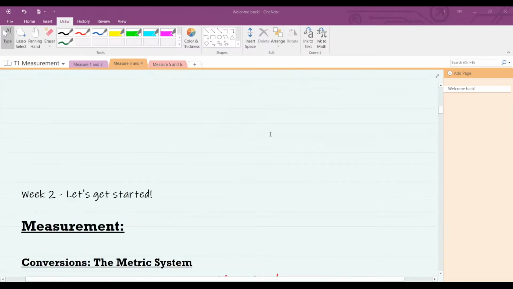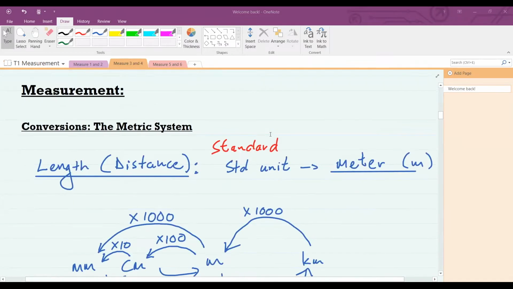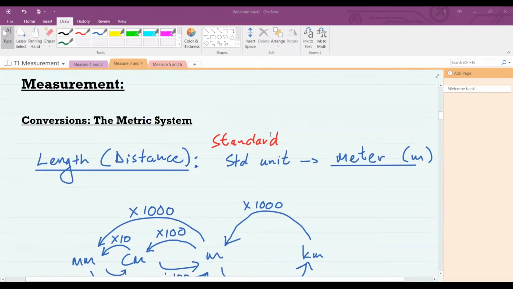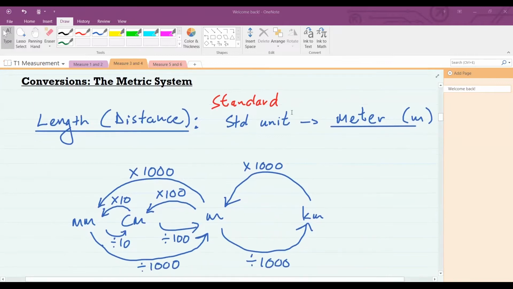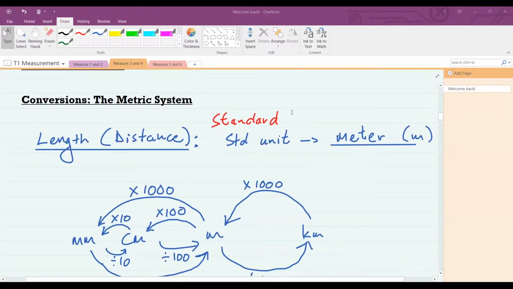we looked at conversions within the metric system. Okay. And we're looking at 3 basic units of measurements. So we looked at distance, mass, and capacity, which is pretty much the same as volume. All right. And what we did was we tried to work out how we can change within the metric system.